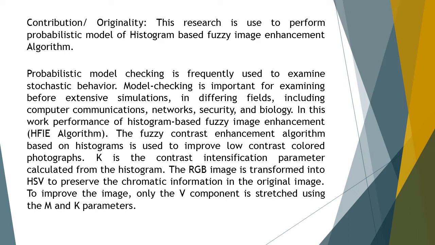The fuzzy contrast enhancement algorithm based on histograms is used to improve low contrast colored photographs. K is the contrast intensification parameter calculated from the histogram. The RGB image is transformed into HSV to preserve the chromatic information in the original image. To improve the image, only the V component is stretched using the M and K parameters.